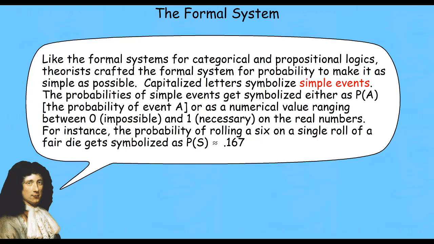So for instance, the probability of rolling a 6 on a single roll of a fair die gets symbolized as the probability with the event letter in parentheses, so P(S). And it has the approximate numerical value of 0.167: favorable, one way of getting a 6, divided by the total number of possible, 6 different sides, so 1 divided by 6, or 0.167 approximately.